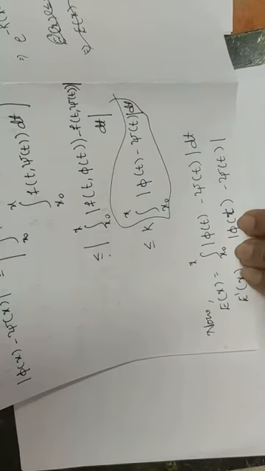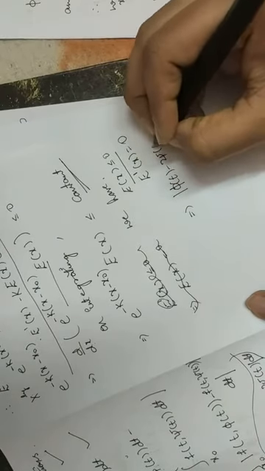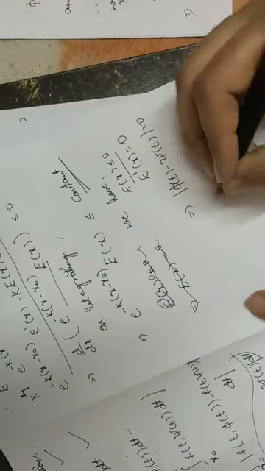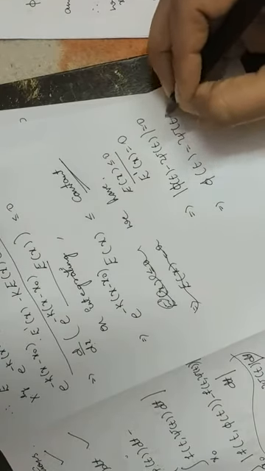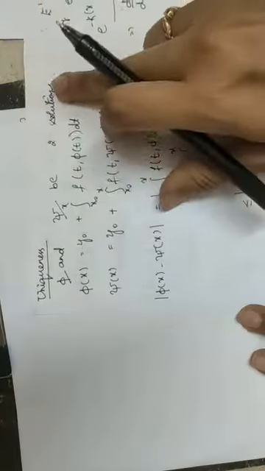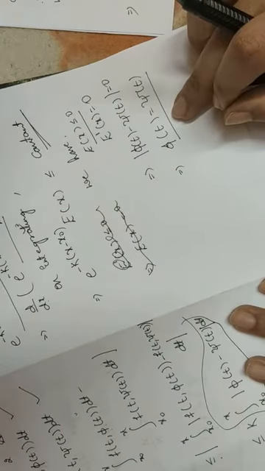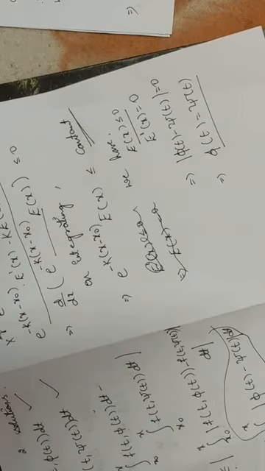So e dash of x is nothing but mod phi of t minus psi of t. That means mod phi of t minus psi of t is equal to 0. This is nothing but phi of t is equal to psi of t. Initially we considered two solutions, and these two solutions are equal, meaning your phi is unique. So this is all about the existence and uniqueness of the solution of a first order differential equation. Thank you.